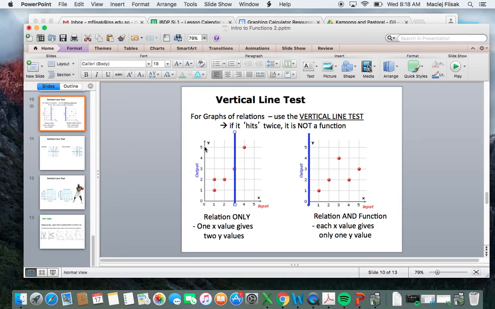You move an imaginary line or your pencil or whatever you need across your graph, and if it ever hits 2 points at one time like that, it means there's 2 outputs, therefore it is not a function. So this first one is not a function. Let's look at the second one. Does that vertical line ever hit 2 points at one time? Doesn't look like it. It only hits 1 point each time. That means for each of those x values, there's only one y value produced. One output for each input. So that one is a function.